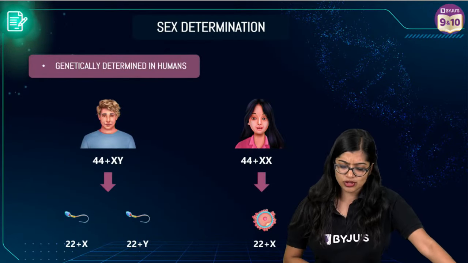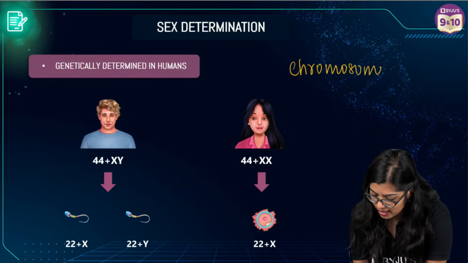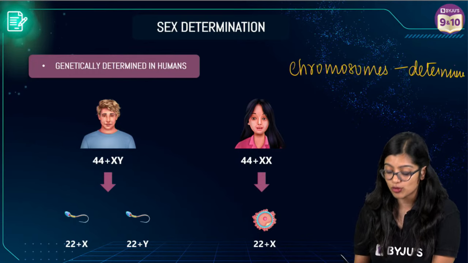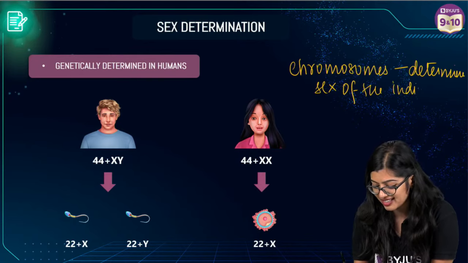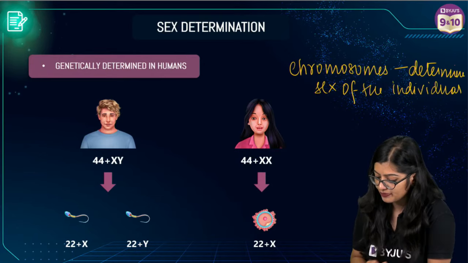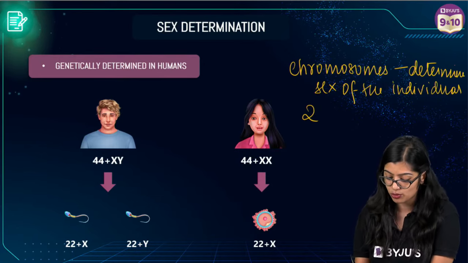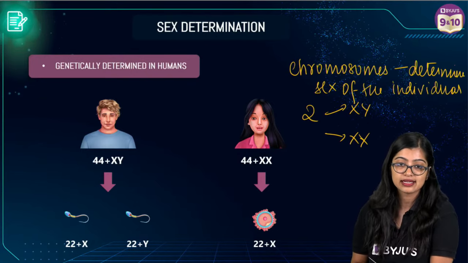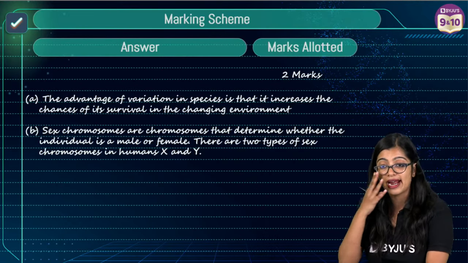So what are sex chromosomes? They are chromosomes that determine the sex of the individual, or you can say the gender of the individual, right? How many sex chromosomes are there? We know that there are 2 types of sex chromosomes. In males, we have XY. In females, we have XX, right? Very simple and easy. So now you can go ahead and write this down.